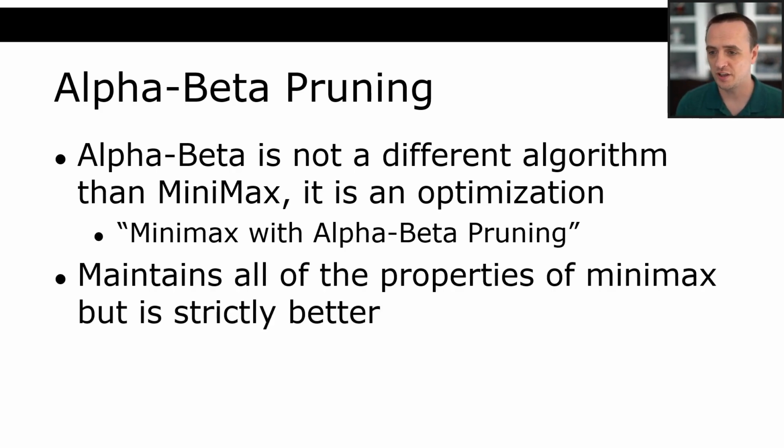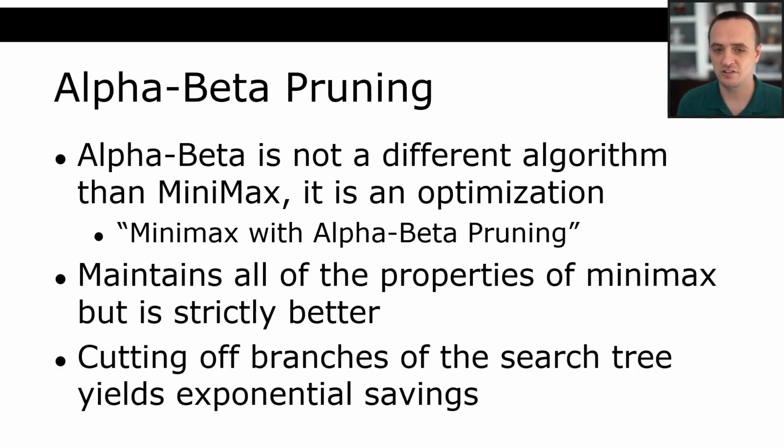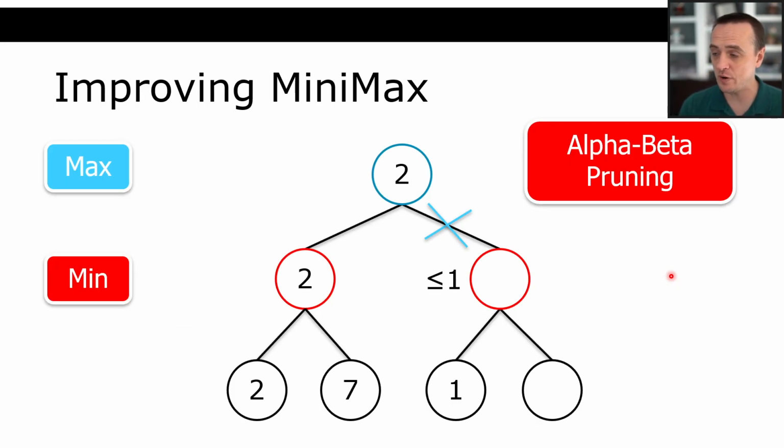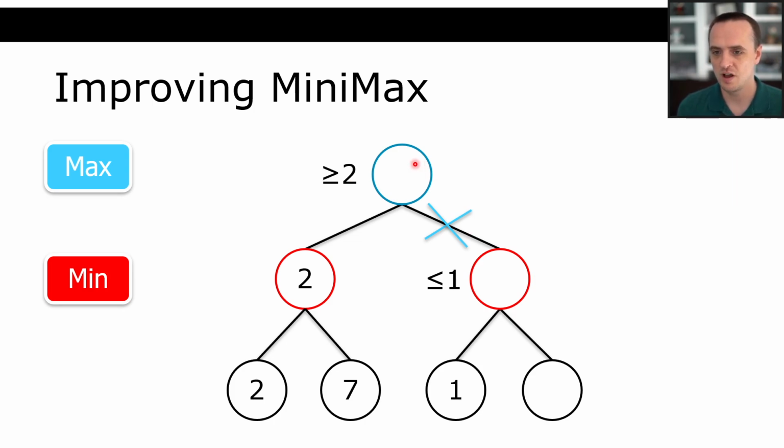And the cool thing is, it maintains all of the properties of MiniMax, but it's actually better because it cuts off a bunch of branches of the search tree and can yield exponential savings. So it does the exact same thing. If we do this cut in the proper way and make these sort of observations that, okay, this is less than or equal to 1, this has to be greater than or equal to 2, so I can stop. In practice, the really cool thing is it usually results in exponential savings.